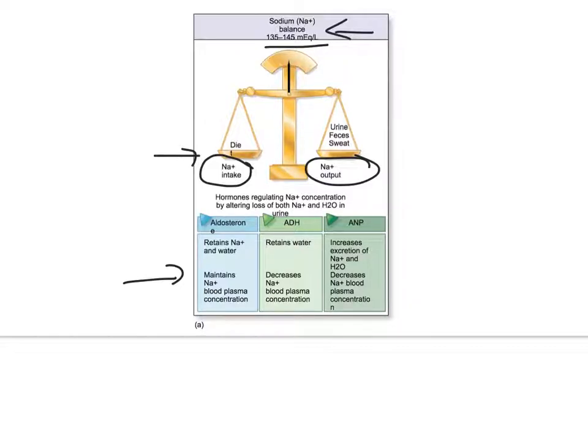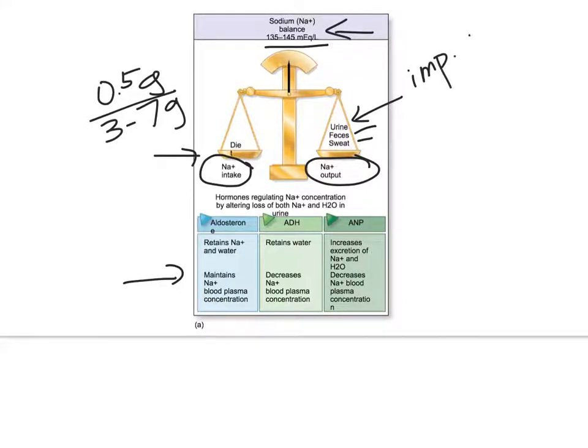Most of the time we get plenty of sodium in our diet. We only need half a gram a day, but generally we get 3 to 7 grams in our diet, so it's kind of crazy. We get such an overload. So usually our goal is to excrete sodium, to get rid of as much of it as we can. One of the most important roles of the kidneys is excreting the excess sodium. We're going to lose it in our urine, our feces, and our sweat. So I'm going to write important role of kidneys.